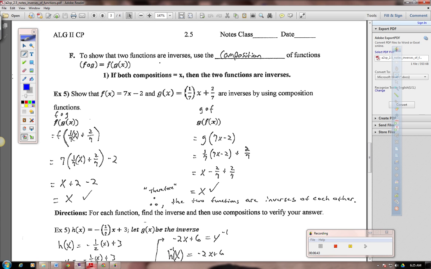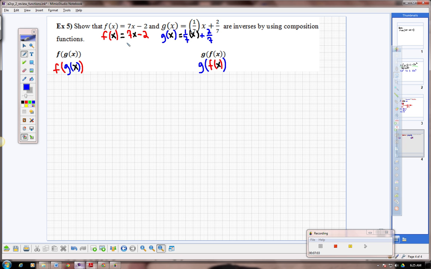To show two functions are inverses, use the composition of functions. f of g of x needs to be equal to g of f of x. So we need to show that these two are inverses by using composition of functions.